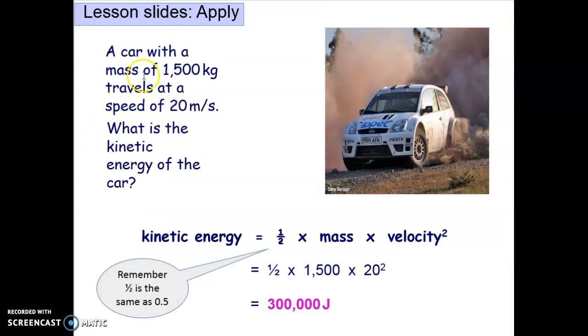Okay, so here we've got a car with a mass of 1,500 kilograms travelling at a speed of 20 meters per second. Okay, so velocity 20 meters per second in a given direction. So the kinetic energy of the car then is half times mass times velocity squared. So half is 0.5 on the calculator, times 1,500 times, and you can either put into your calculator 20 squared or 20 times 20 if you're happy with that. And that gives us 300,000 joules.